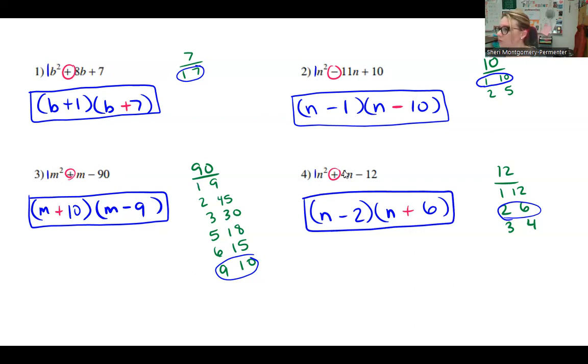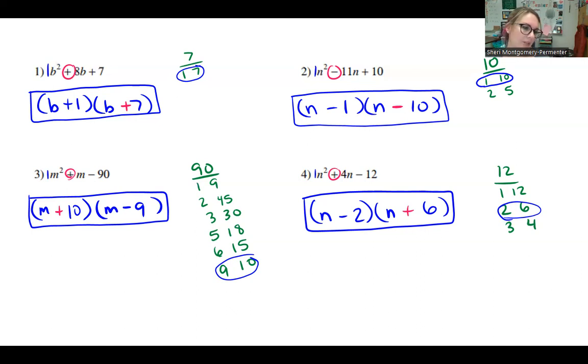Did y'all already know how to factor? Some of you probably did. Did some of you just learn how? Anybody? Yep, it's one of those things that you either kind of learn how to do it or you just kind of guess your way through.